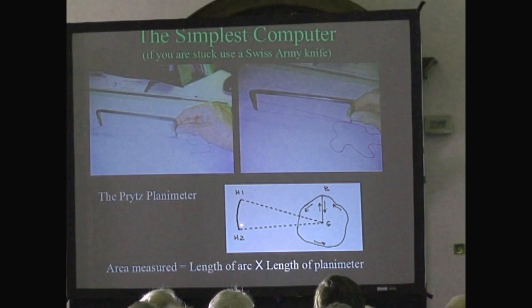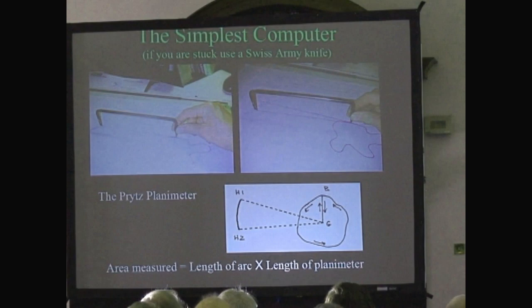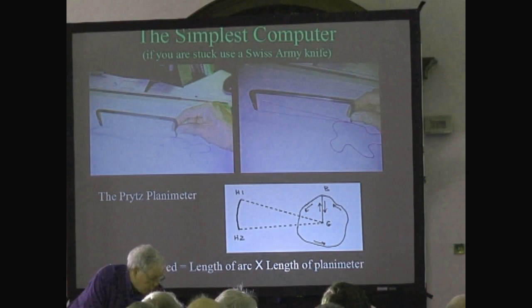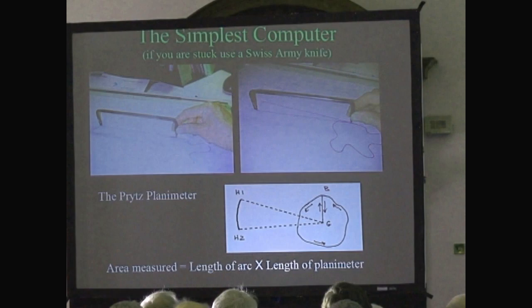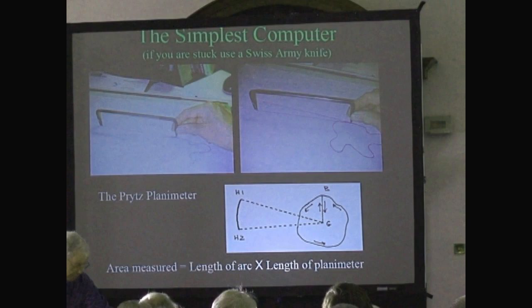I don't know what the accuracy is, but commercial ones were made. The commercial ones were made with a curved route. You measure the circumference there, not a straight line between H1 and H2. They were made with a curve here, marked out with inches, so you can measure it directly with your gadget. So there were commercial versions of this. So that's my version, but there are commercial versions of it.